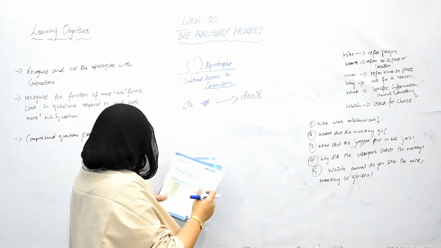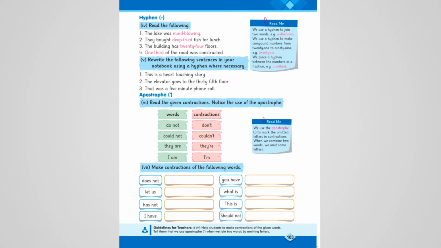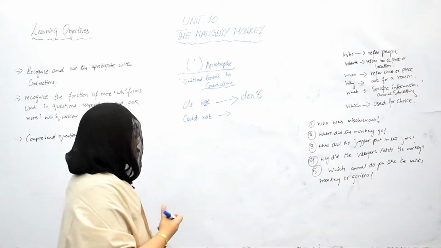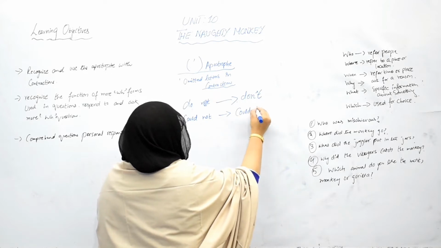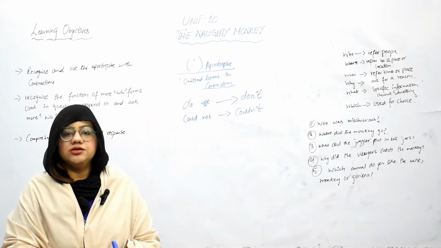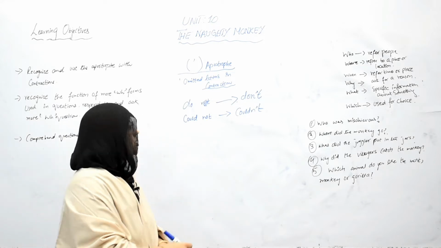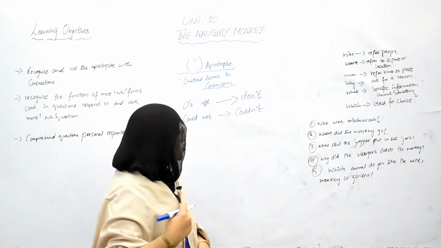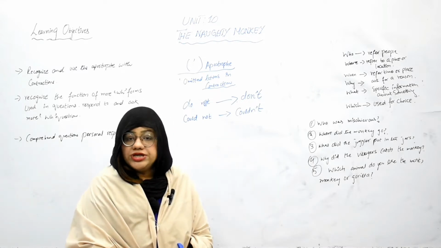Let me write more examples. For example, I am writing here could not. Now I am going to contract these two words. So how can I do this? Could not, apostrophe and T. Couldn't. Now I am going to pronounce that one. Couldn't. The first one, do not. When I contract those words, I pronounce it as don't. Now could not changes into couldn't.